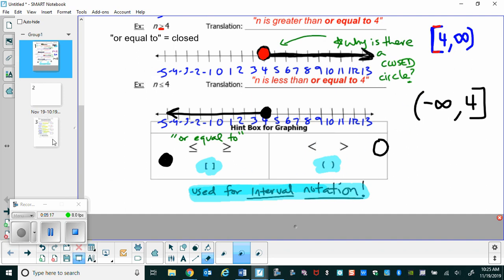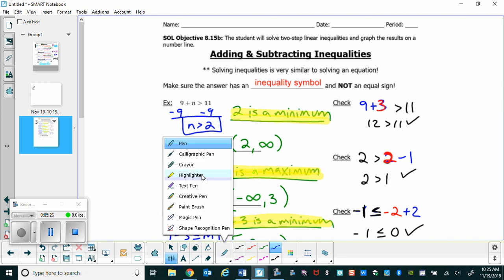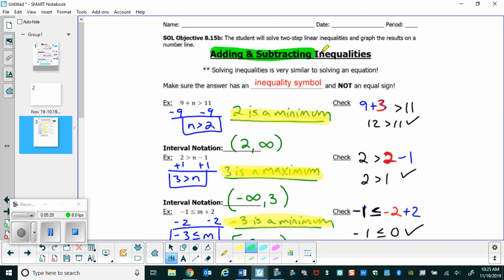So now let's flip over and continue to develop our sense of how to write this in interval notation. We're also going to be reviewing how to add and subtract your inequalities. All right, so now we're on page 2. One big thing I want to point out is that you want to make sure your answer has an inequality symbol. We're fresh out of our equations unit, so remember not to put an equal sign. We're using the inequality symbols, okay?